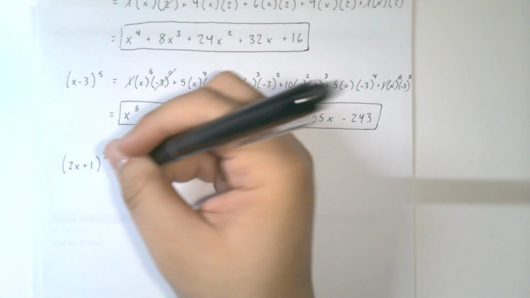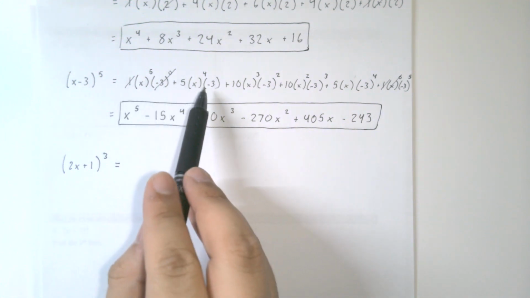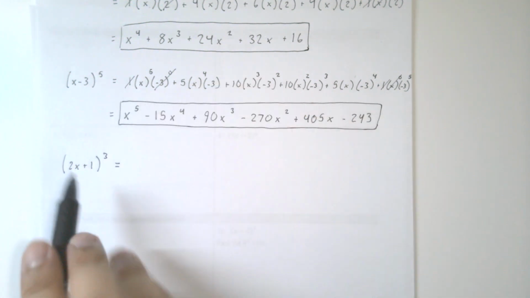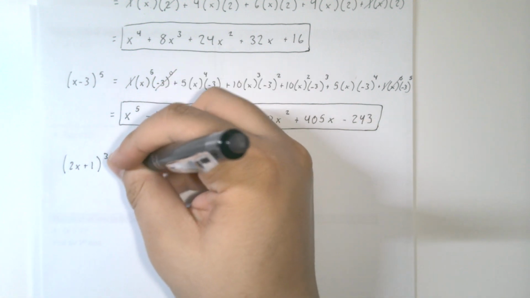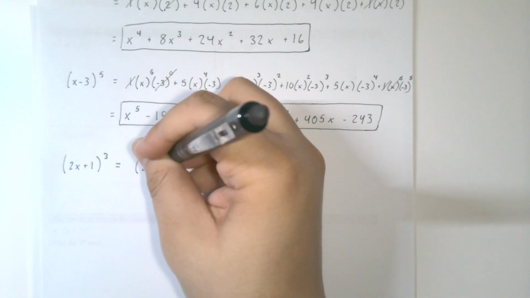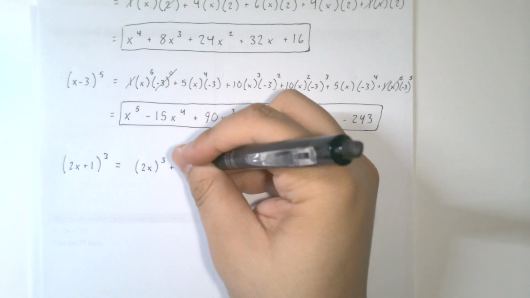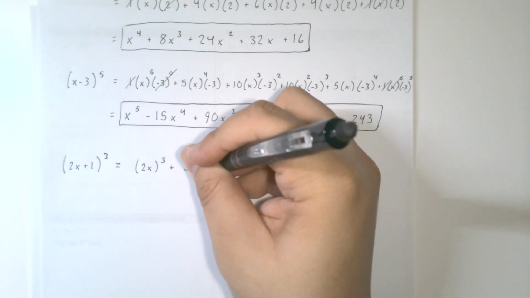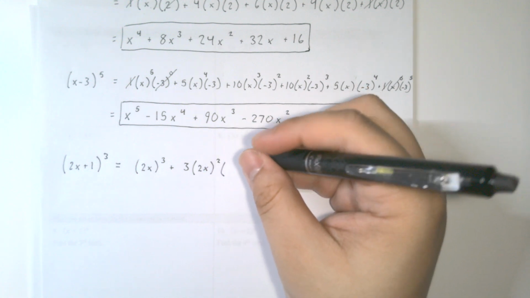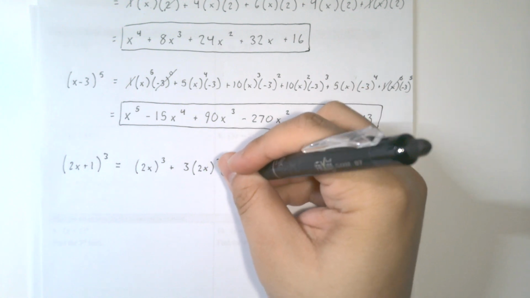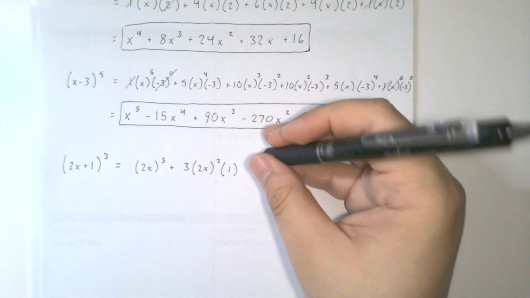So let's see if we can do this without actually writing out these terms here. The first thing we're going to have is just whatever this thing is, a. 2x is cubed. So we just have 2x cubed. Now our next coefficient is 3. That one we're going to have as 2x squared, and then times 1. So I'm still going to write that 1 out here, just to be consistent.